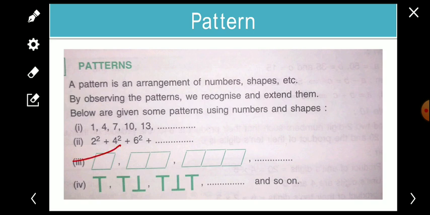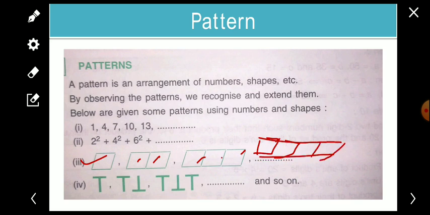And in this pattern, which is based on shapes, what pattern is being followed here? Very easy. You can see that here one quadrilateral is there, then 2 are there, then 3 are there, then what should be here? 4 quadrilaterals. Easily you can draw 4 quadrilaterals like this. Next will be 5 quadrilaterals like this. We observe the pattern, and we extend it.